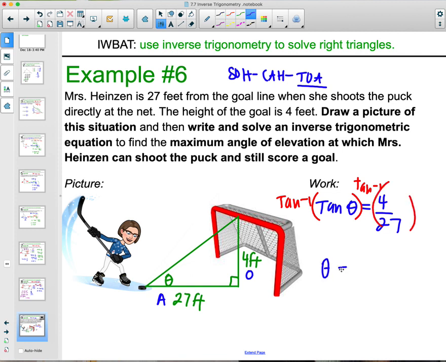So you'll type that into your calculator and you'll get 8.42 degrees. So Ms. Heinzen, the highest angle of elevation she can hit is 8.42. That would hit right on the pipe, right on the top of the net. So she has to hit less than an 8.4 angle of elevation to still make a goal.